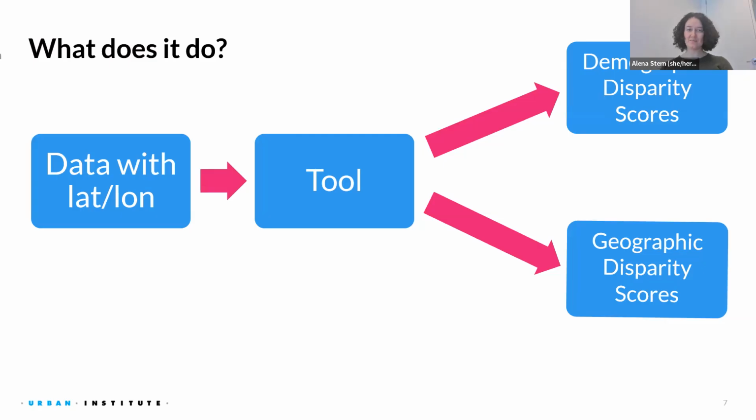So at a very high level, the way the Spatial Equity Data Tool works is that users can upload their own data that have latitudes and longitudes. This basically is data that reflects any sort of resource or opportunity that can be mapped on a map.